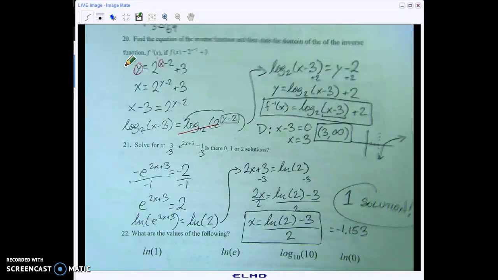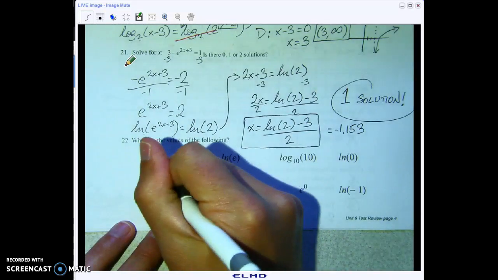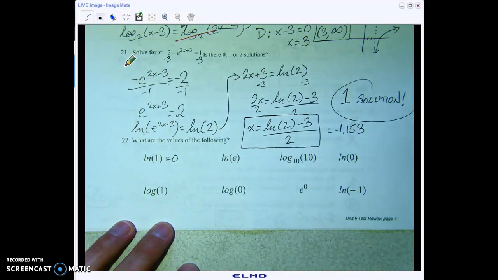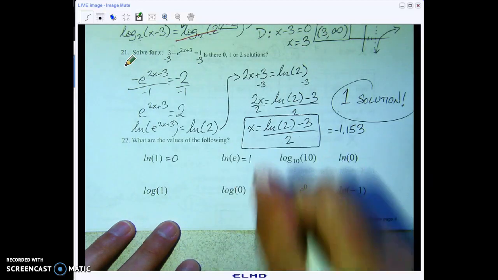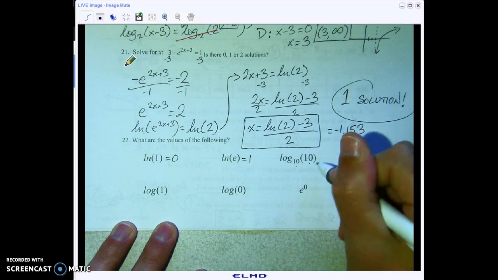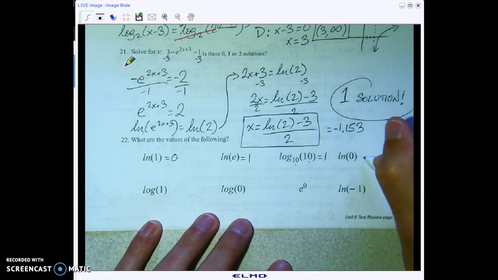Next we have, what are the values of the following? Well, the natural log of 1 is saying, what do we raise e to the power of to get 1? And the answer is always going to be 0. What's the natural log of e? Well, what do we raise e to the power of to get e back? 1. What do we raise 10 to the power of to get 10 back? 1. The natural log of 0, hey, that's undefined.